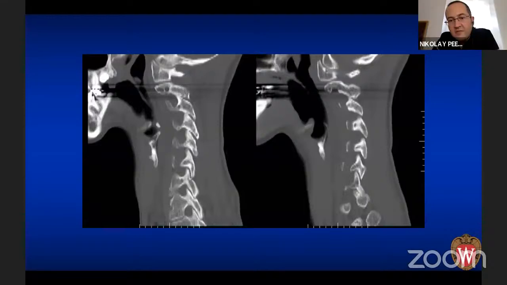How long would you go from the back? I think I will start from C2, and I will go all the way down to, let me see, 2, 3, 4, 5. I think I will finish at 6 on the back.